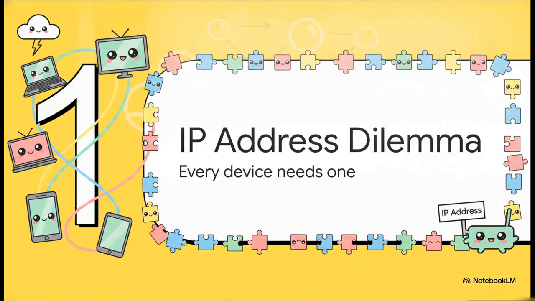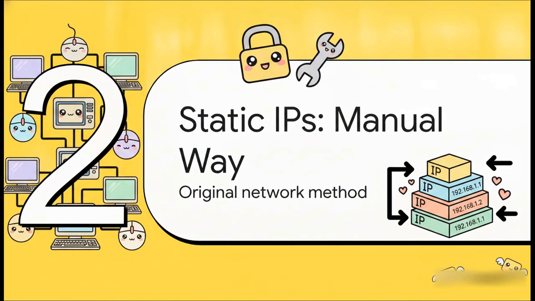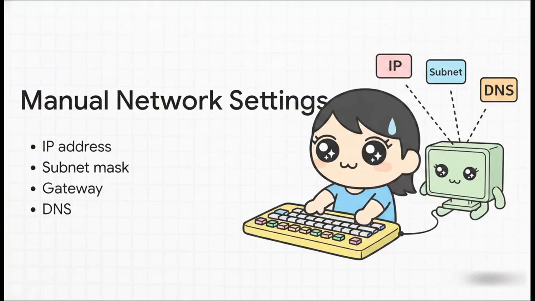Okay, part 1, the IP address dilemma, because every single device absolutely needs an identity. Which brings us to part 2, static IPs, the manual way, the original networking method. Let's establish the core rule of networking right now. Every single device has to have an IP address to exchange data. Originally, we fulfilled this requirement with the permanent, unchanging, static IP address.